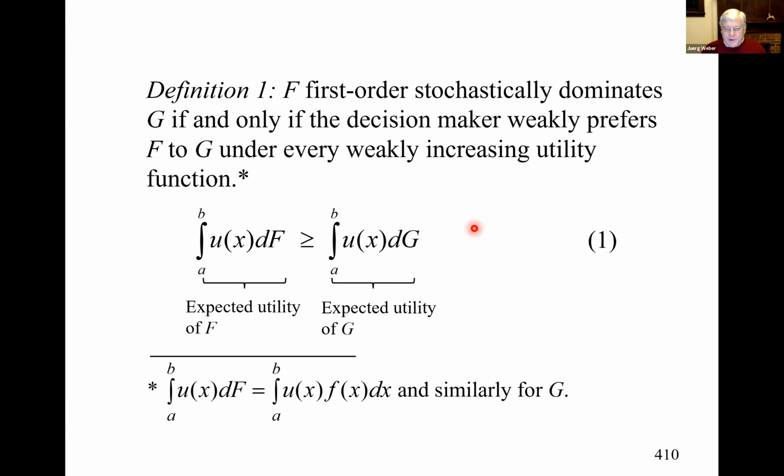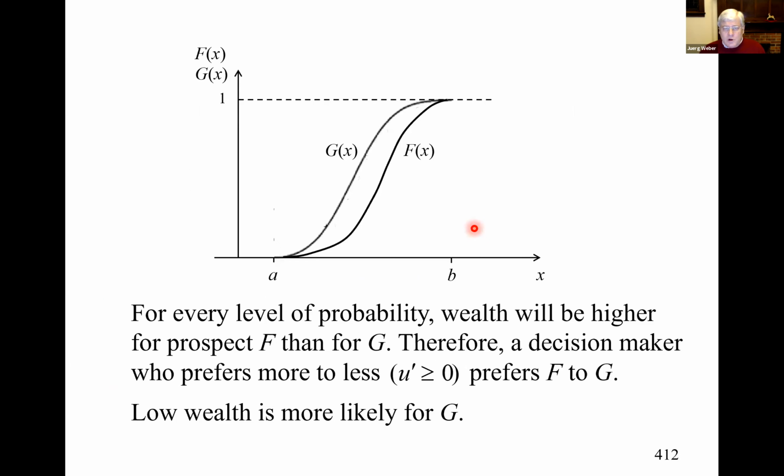So if you compare two stochastic prospects, two risky prospects, and they have those distributions here, and they never intersect, then you immediately can say, okay, F is better than X. A person who prefers more to less will actually go for the investment F and not for the investment X.